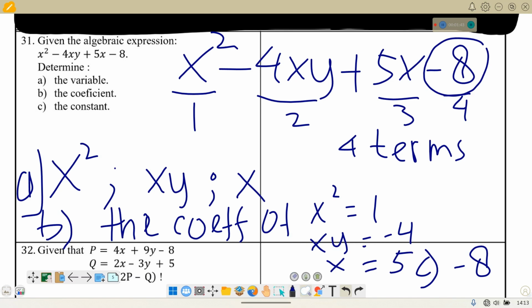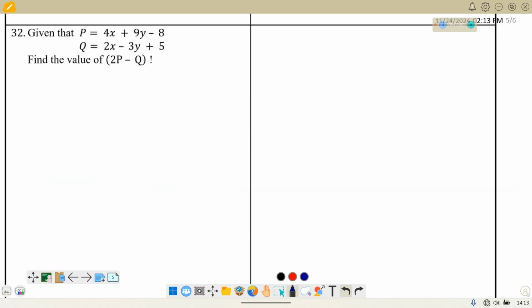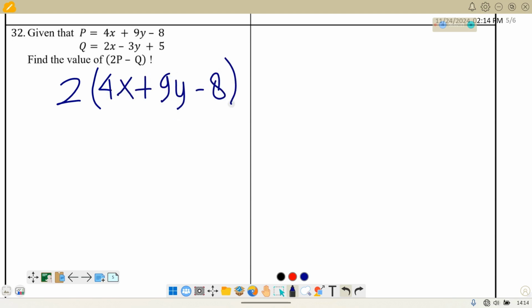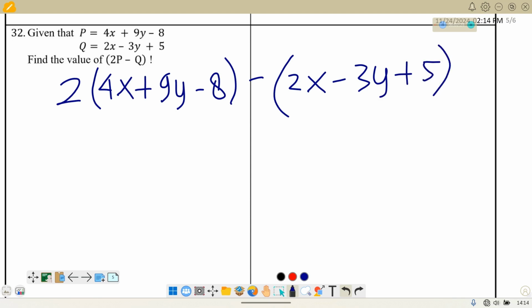It's so easy. Given P and Q, find the value of 2P minus Q. It means you're going to replace 2 times P. Don't forget to make the parentheses like this. And then minus Q. Let's enter the value of Q, which is 2x minus 3y plus 5. And don't forget to make parentheses at the back as well.